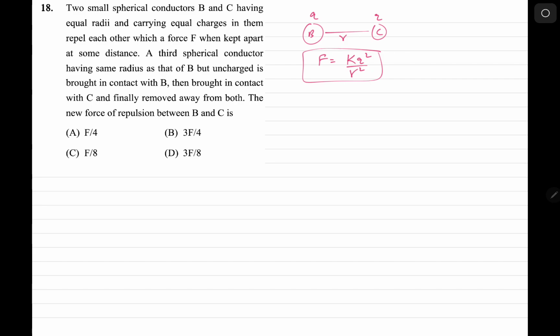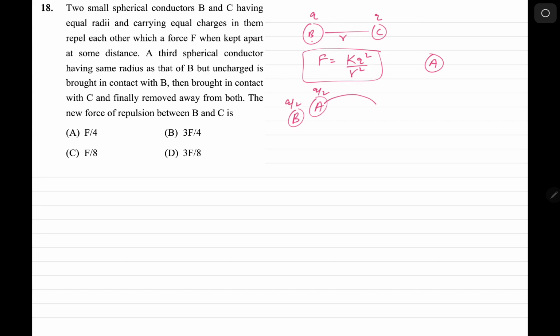They repel each other with a force F when kept apart at some distance. Now a third spherical conductor having the same radius as that of B but uncharged is brought in contact with B, then brought in contact with C, and finally removed away from both. Okay. So there's another third conductor A which is in contact with B. When A is in contact with B, both will carry the same charges. The charge will distribute equally, so Q by 2, Q by 2.